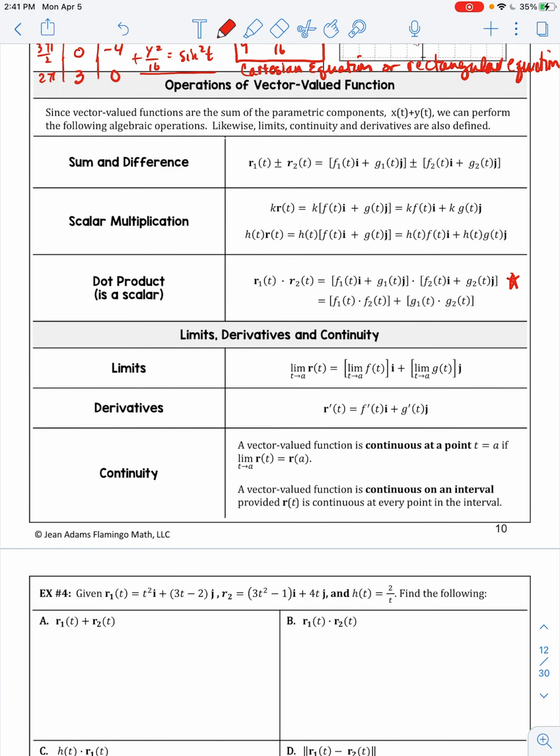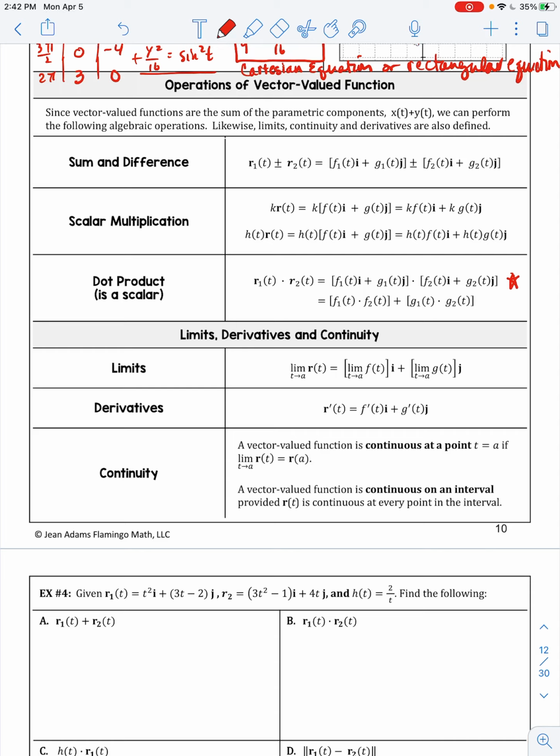The limit as t approaches some a for this vector-valued function is the same thing as the limit of the f of t as t approaches a times i plus the limit of the g of t as t approaches a times j. Derivatives. If I take the derivative of a vector-valued function, it is the derivative of the first function times i plus the derivative of the second one, the g of t times j.